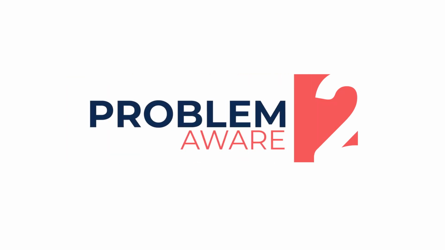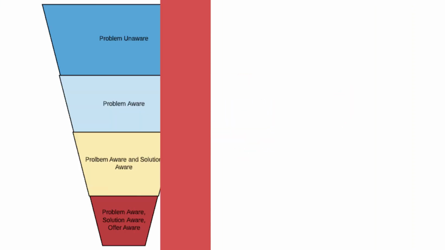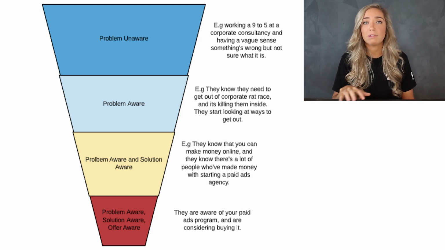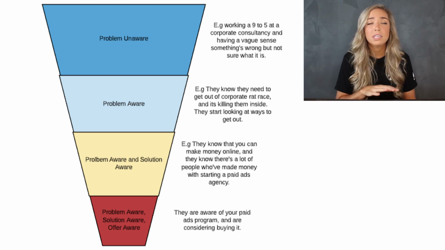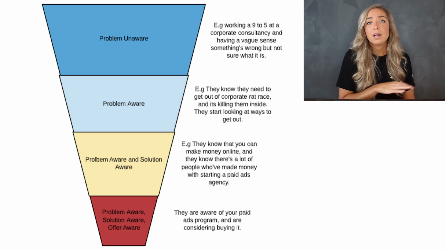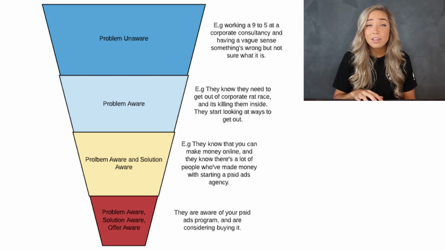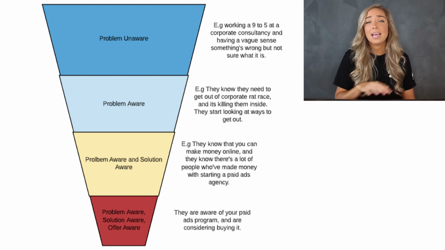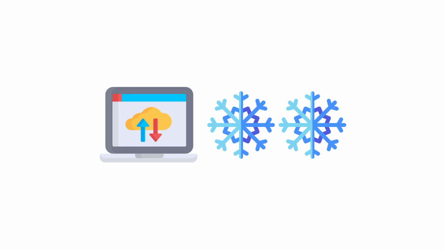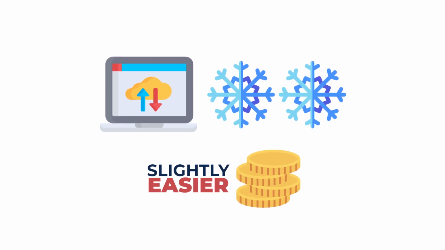Number 2 is problem aware. So these are people that realize they need to get out of the corporate rat race because it's slowly killing them. So they know that this problem exists, but they really aren't sure what to do about it. They're in the process of figuring out if there are solutions that exist, and if so, sort of which ones and what are their options. This is still quite cool traffic, but is slightly easier to convert.